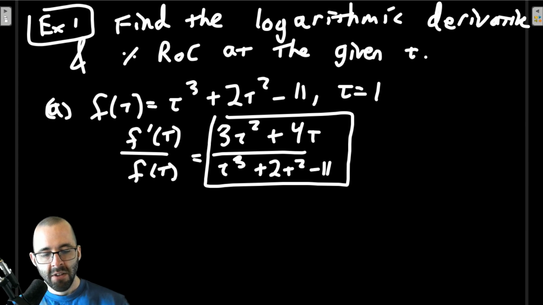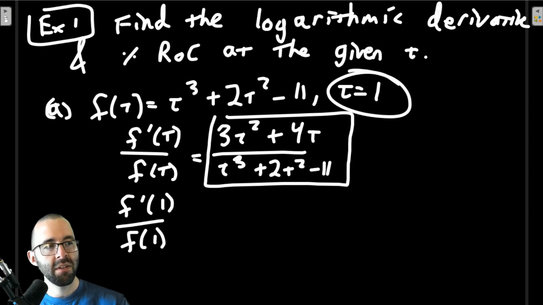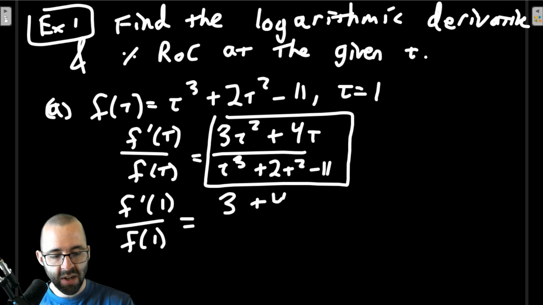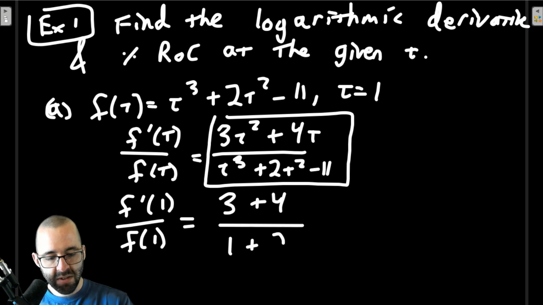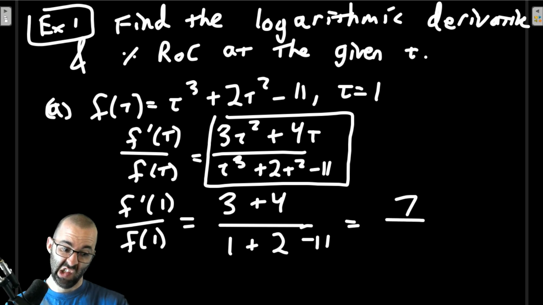Okay. The percent rate of change at the given t is going to be, okay, what happens when we plug in 1? Right, t is equal to 1 for us right here. So you plug in 1, we're going to get 3 times 1 squared plus 4 times 1, all over 1 plus 2 times 1 minus 11. We simplify that out. It should be 7 over negative 8.